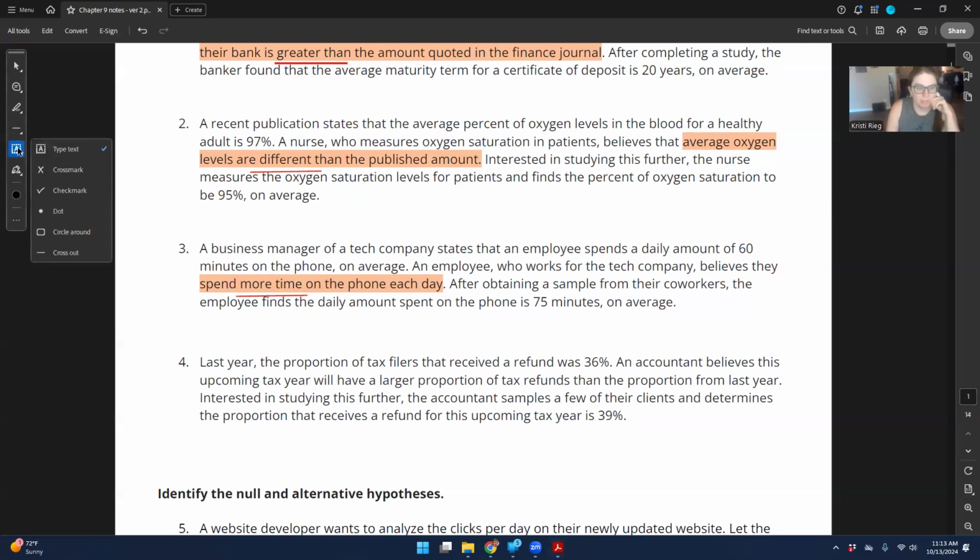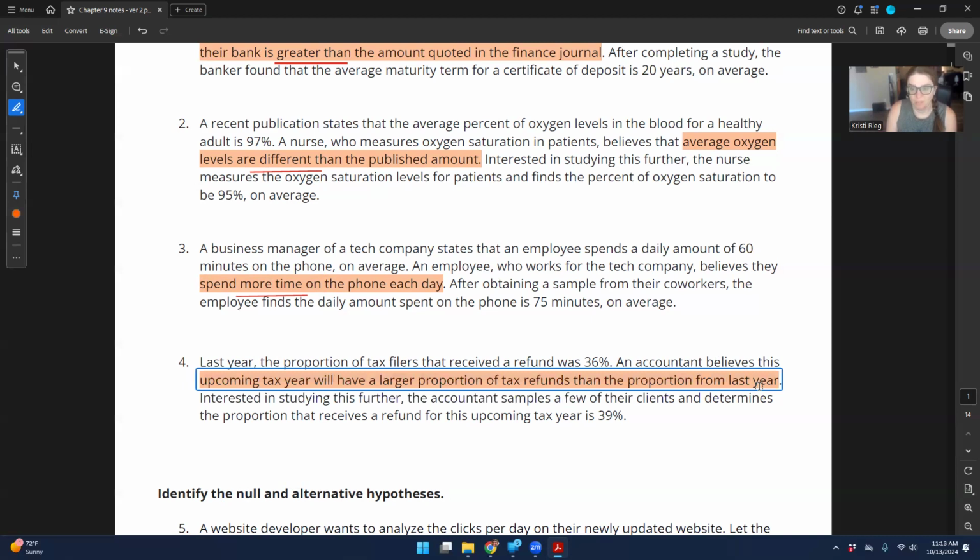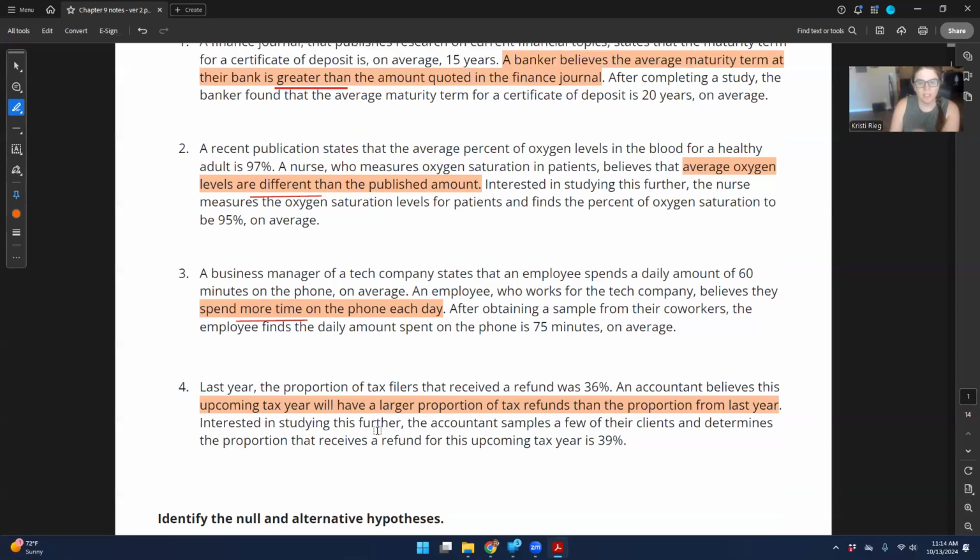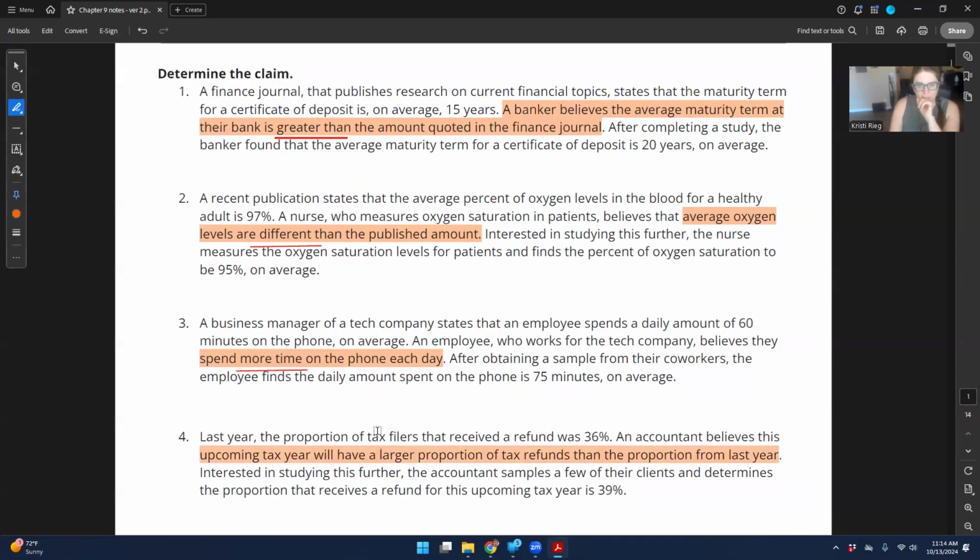Hopefully it's something that means less than. So it says last year, the proportion of tax filers that received a refund was 37%. Accountants believe this upcoming tax year will have a larger proportion of tax refunds than last year. Okay, well, it's also greater than. So this year is larger than last year. Okay. Well, it could also be less than.